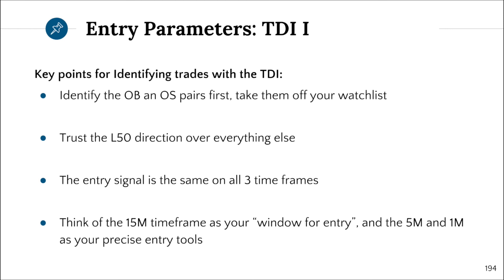You're going to use the TDI to confirm the entry signal the same way on all 3 time frames. It's the same RSI crossing through the liquid 50 in the same zone with the trend line in the same position. You want to think of your 15-minute time frame as your window for entry, and the 5-minute and 1-minute are your precise entry tools to get in with as little pain as possible in these breakouts.